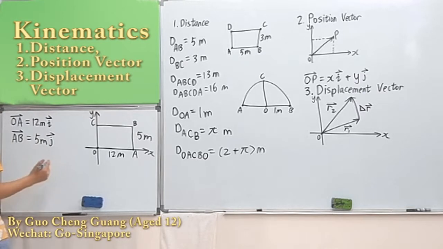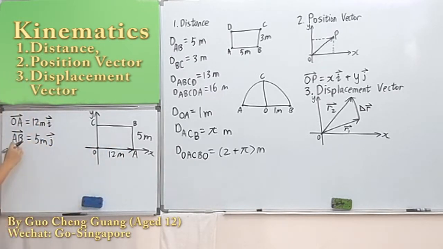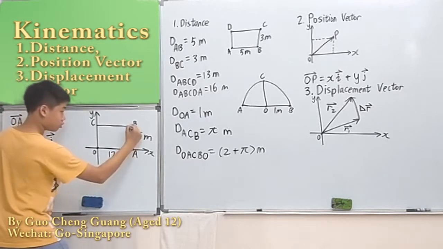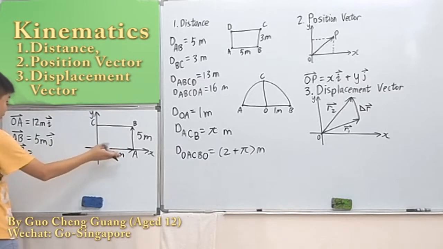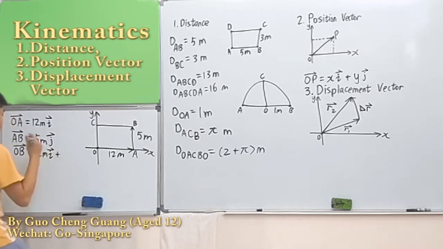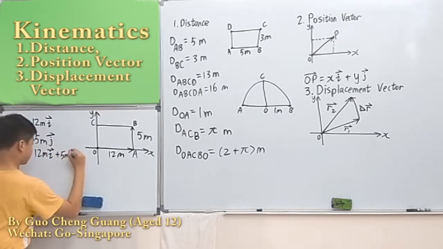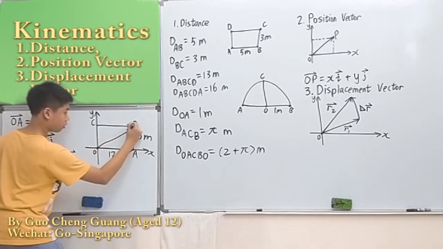So you can write it in these ways. Later I'll show another way of writing all of these. Well, OA, then AB. Oh wait, let me just draw this out. OA will be from here to here, then AB will be from A to B. Then from O to B, this part, it goes 12, then goes up 5. 12 meters i, this unit vector, then 5 meters here. So that goes from this part all the way here.